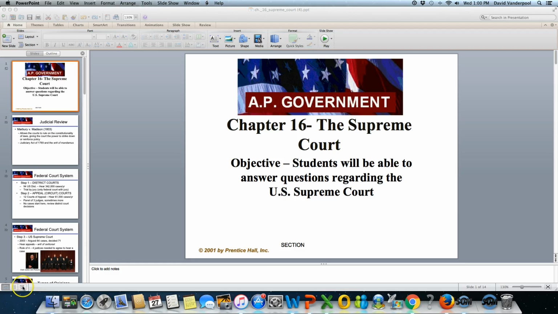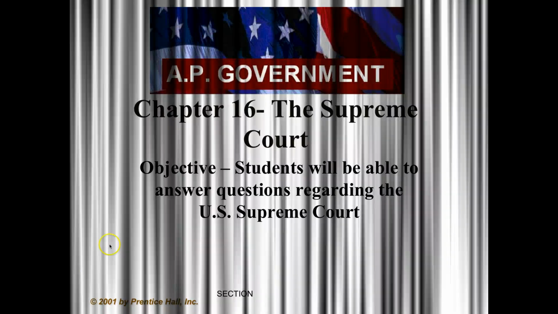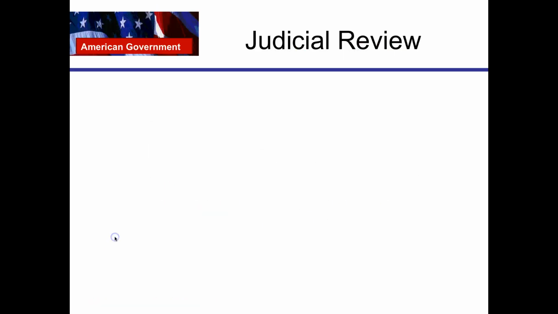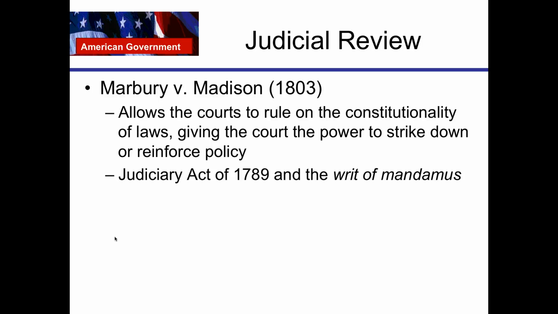Now, one concept that is very essential to this federal court system, particularly the U.S. Supreme Court, is the concept of judicial review. So this was established in Marbury versus Madison. What judicial review says is judicial review allows the courts to rule on the constitutionality of laws, giving the court the power to strike down or to reinforce policy.